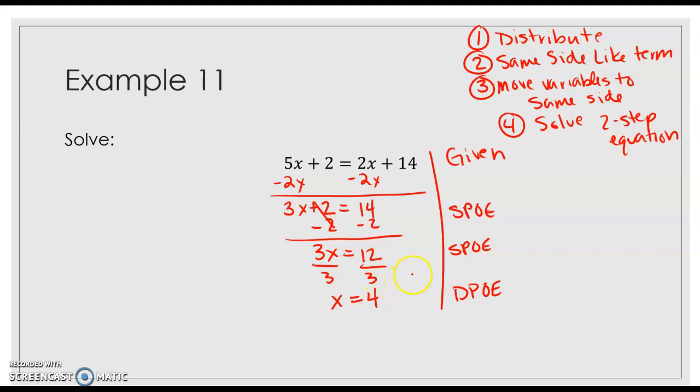And then if I'm not sure, if I got something and I'm like, oh, that doesn't seem right, then you plug it back in. 5 times 4 is 20, plus 2 is 22. So I know that when I plug it back in up here, I get a 22 on the left. And if I do 2 times 4 is 8 plus 14, well, that's 22. And so then it's equal. So see how I didn't even have to write out the checking part of it. I did just verbalize it. You could just type it into the calculator, make sure the left equals the right. That's how you double check your answer.